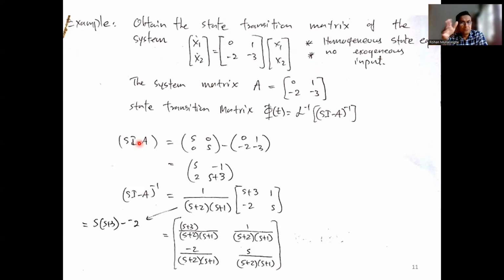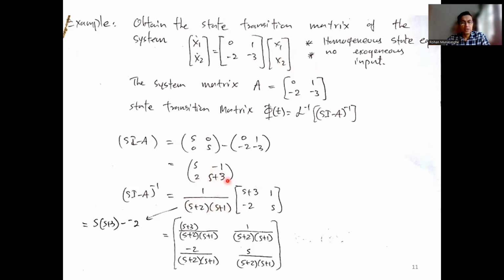And sI means diagonal is s, basically, right? Minus A is this one already given, and this is sI minus A. Now you want to take the inverse of that. Matrix inversion, right? When you have a matrix inversion, you write down the cofactor matrix over the determinant. There you can see diagonal elements swap each other, right? s plus 3 over here, s comes over here. And the off-diagonal elements, they change the sign. This minus becomes plus, this plus becomes minus, and divided by the determinant.